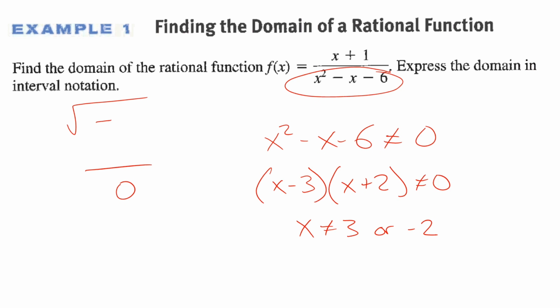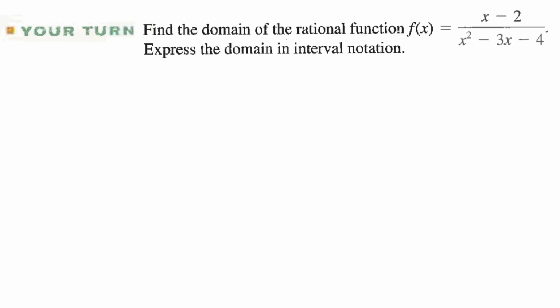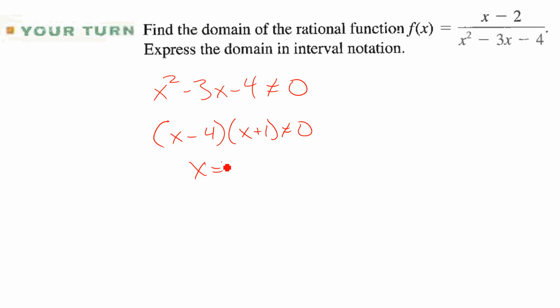All right. This says express the domain in interval notation, and we're not going to do that. So scratch that off. We can leave our answers just like that. All right, your turn. See if you can find the domain of this rational function. So the denominator, x squared minus 3x minus 4, cannot equal 0. Factor: x minus 4, x plus 1 cannot equal 0. So x cannot equal 4 or negative 1.